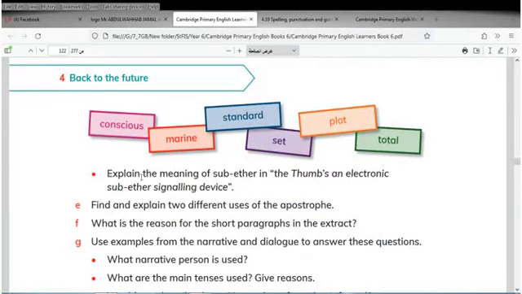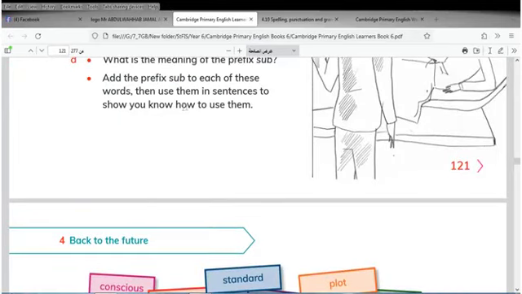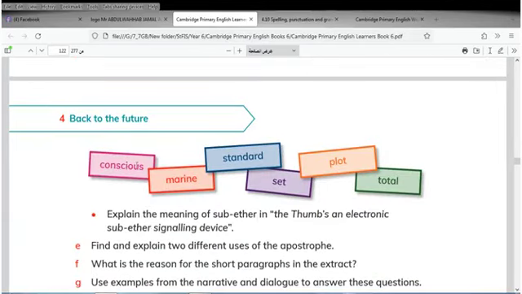And then I have some words like conscious, marine, standard, set, plot, total. Explain the meaning of sub-ether, we said it, and find examples of two different uses for the apostrophe. Subconscious, submarine, we said it, substandard, we said it, subset, we said it, subplot, we said it, and subtotal. Okay, everything is under or below.